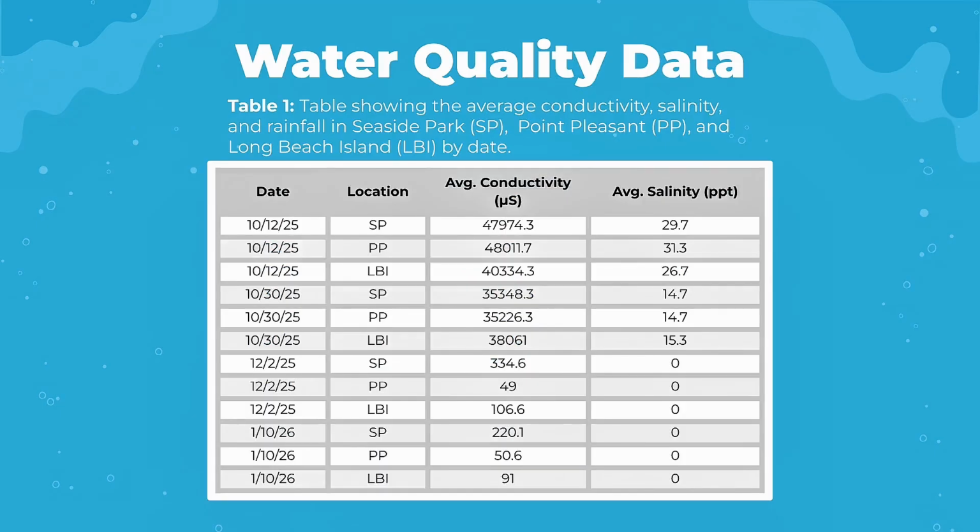We sampled floodwater across 3 distinct locations over 4 months. On average, Seaside Park showed a conductivity of 20,969 microsiemens and a salinity of 11.1 parts per thousand. Point Pleasant averaged 20,834 microsiemens and 11.5 parts per thousand, while Long Beach Island followed closely with an average of 19,648 microsiemens and 10.5 parts per thousand.